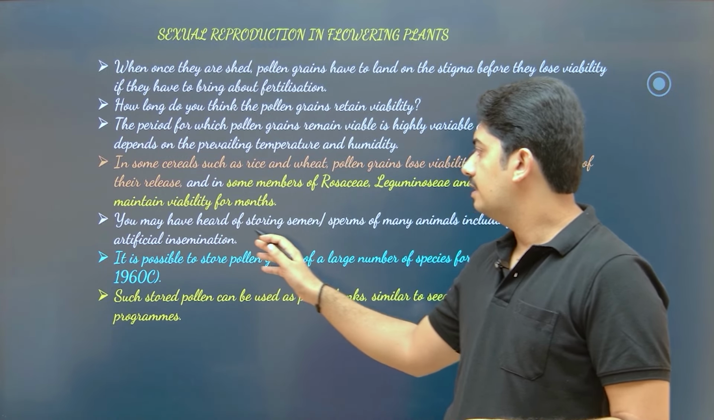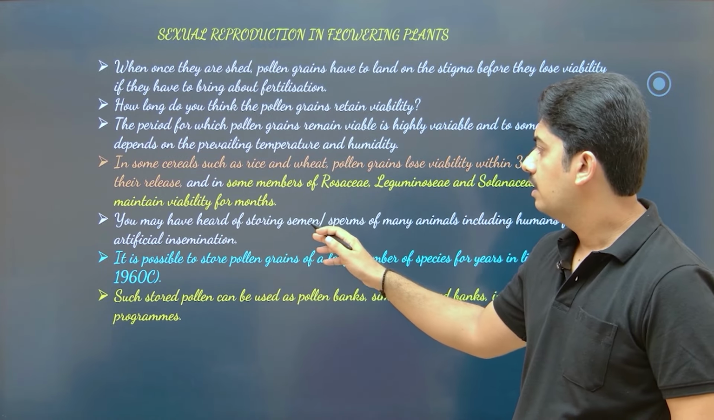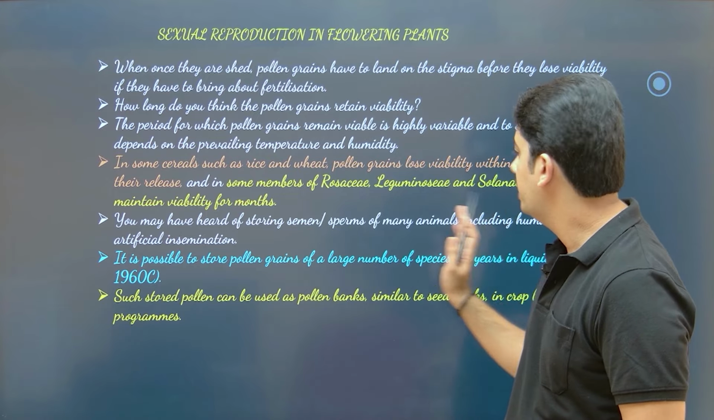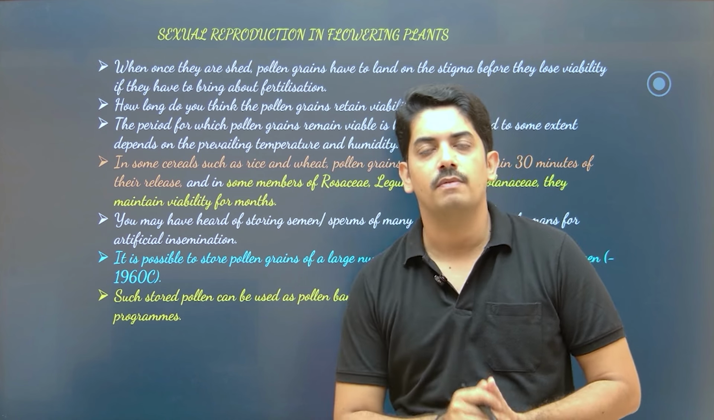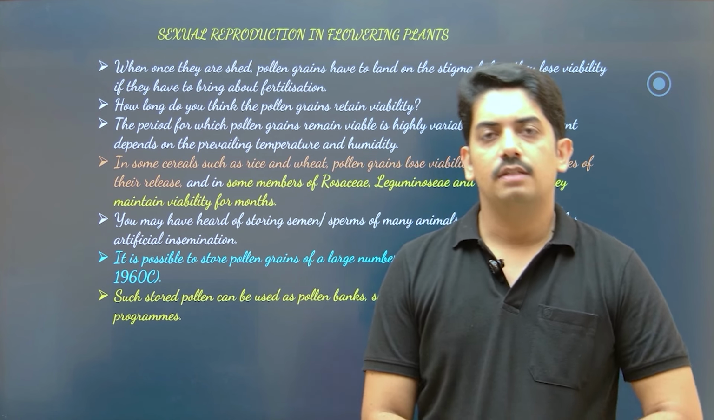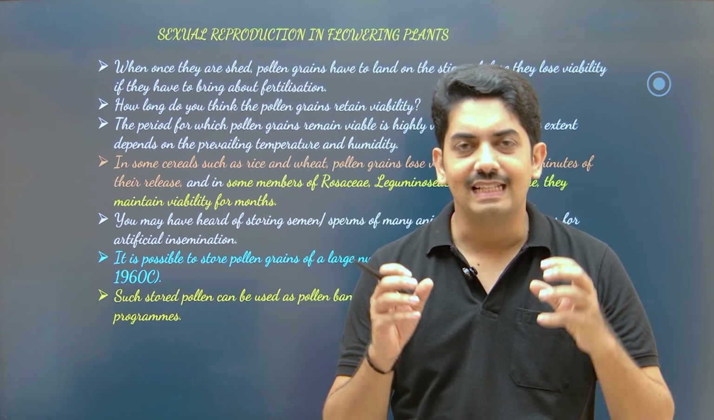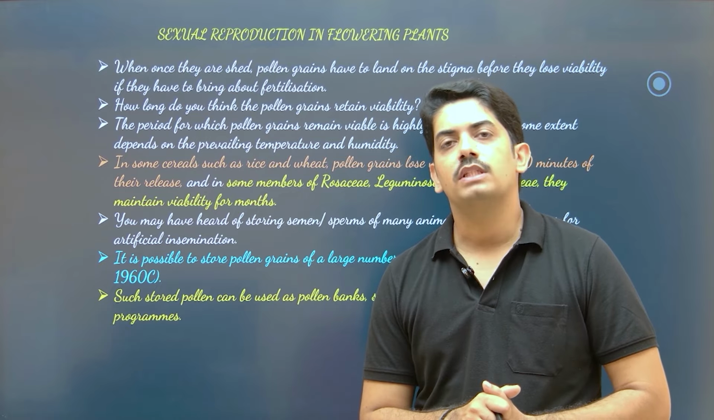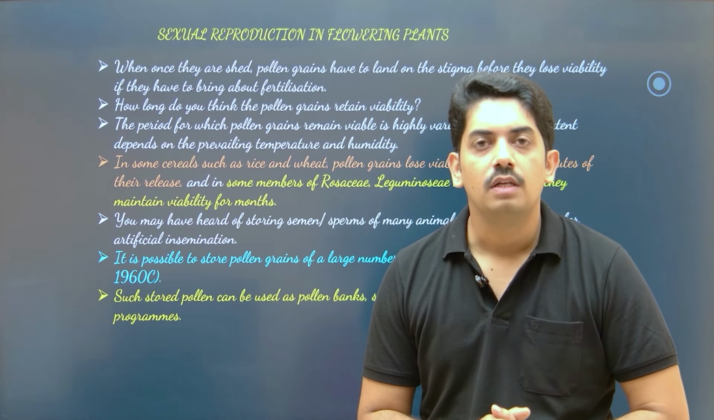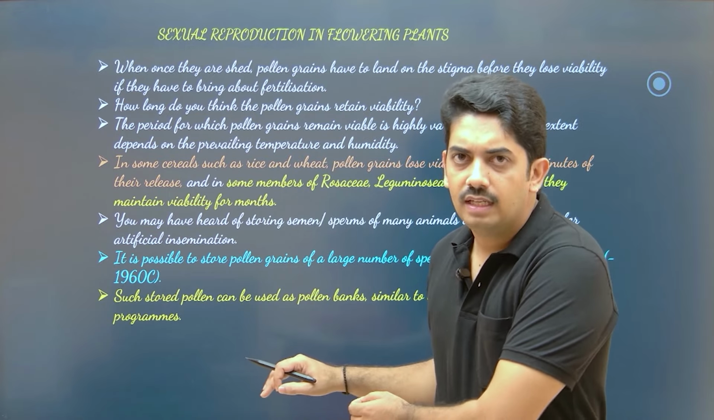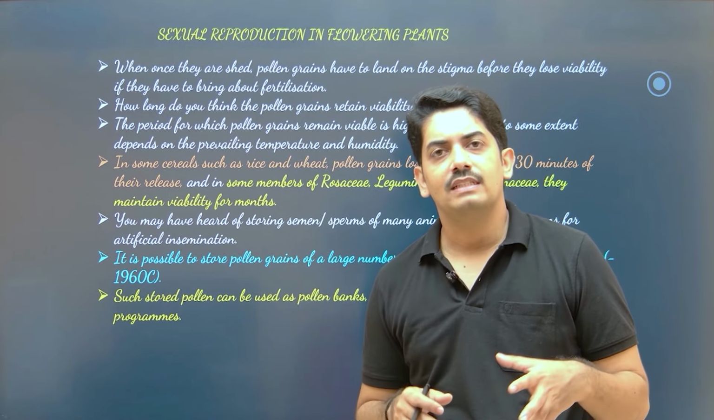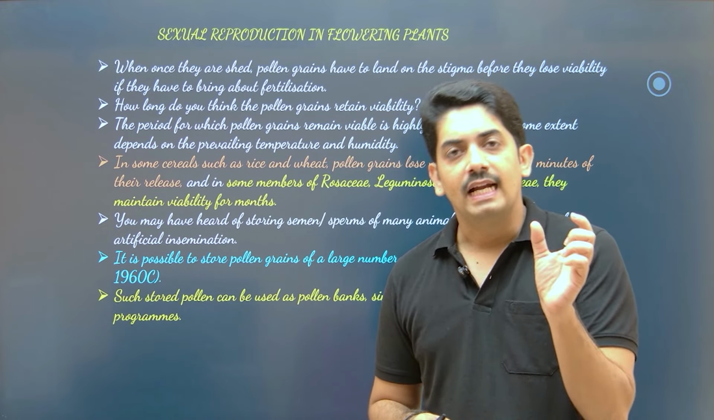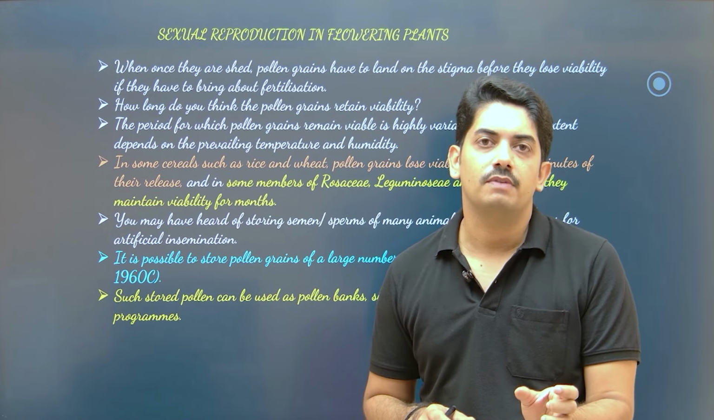You may have heard of storing the semens, sperms of many animals, including humans, for artificial insemination. Now, there is a reason to tell this example, how the semens are stored. This process is called cryopreservation. That terminology is not given. Here they have directly given that the pollen grains are stored in minus 196 degrees Celsius. That process we call cryopreservation.